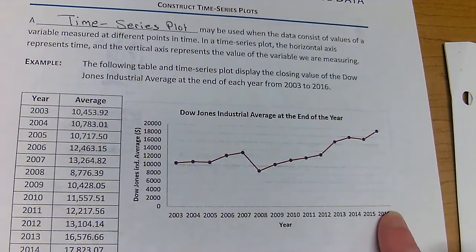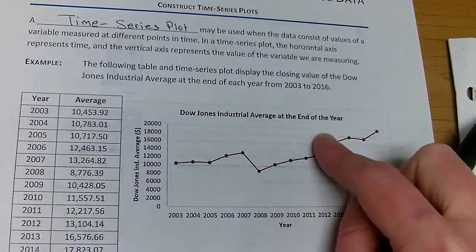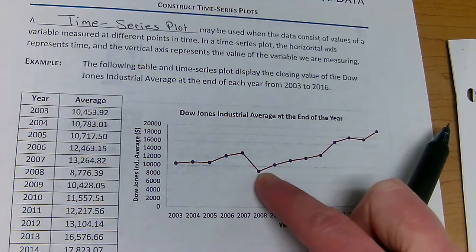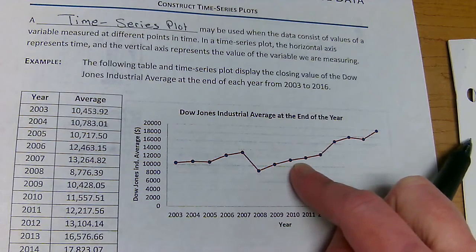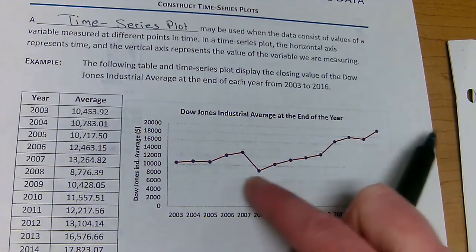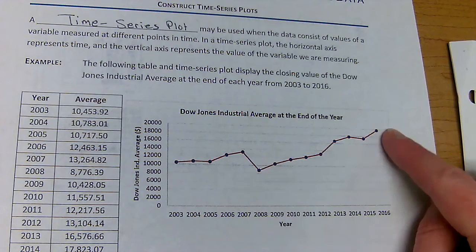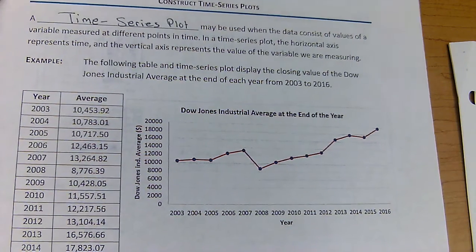So notice we have the years, then we have the values, and we can watch this plot and see what happens. And we see that the average declined, and then it increased again from here to here, and then again increased from 2008 all the way up to 2016. So you can see that really clearly.